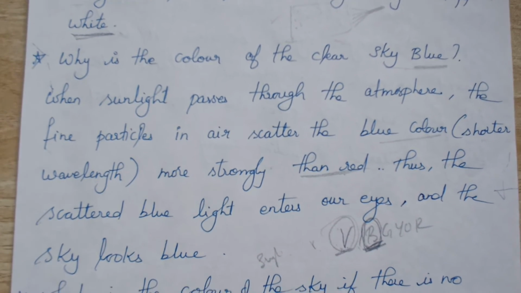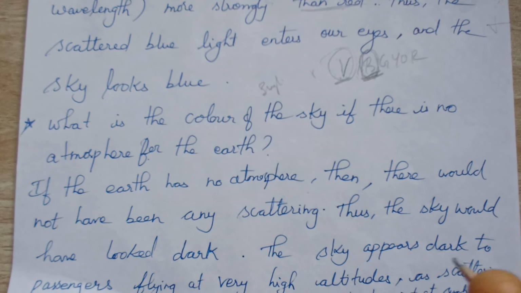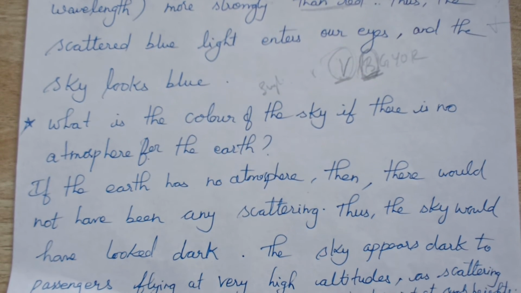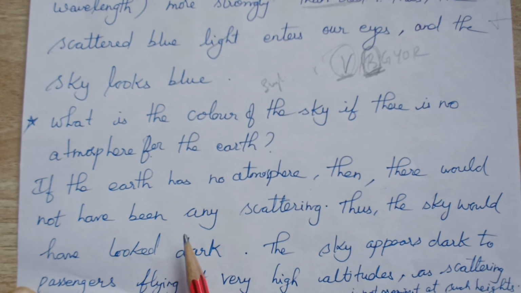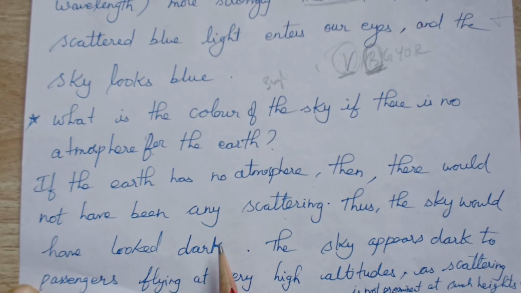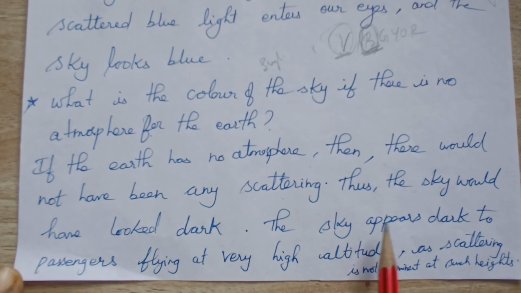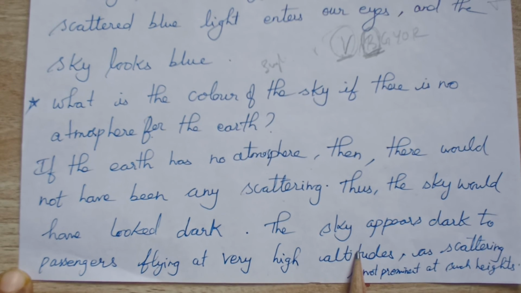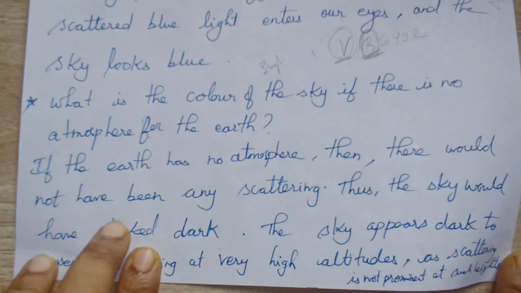Next, what will be the color of the sky if there is no atmosphere for the earth? If there is no atmosphere, there will not be scattering, right? Because the atmosphere contains dust particles, water molecules, air molecules, everything. If there is no atmosphere, nothing will be there, so light will not scatter. If the earth had no atmosphere, then there would not be any scattering, and the sky would look dark. This can be observed by a few people. The sky appears dark to passengers flying at very high altitude, because the scattering is not prominent at such height, as there is hardly any atmosphere.